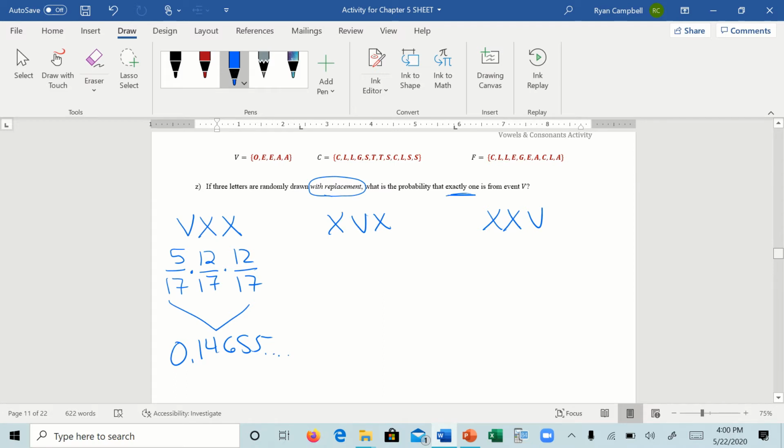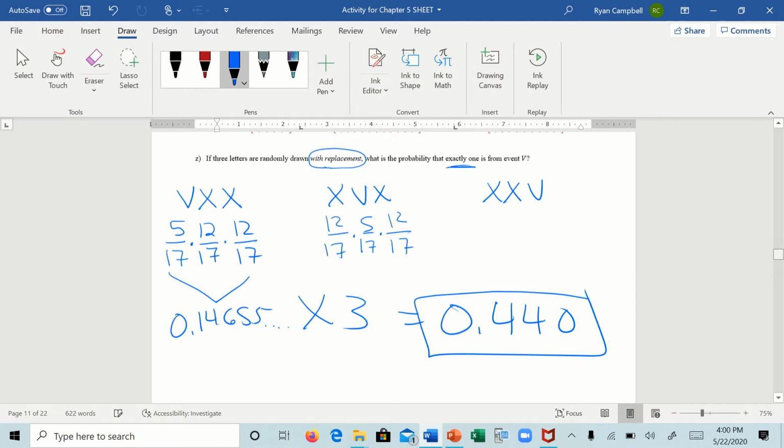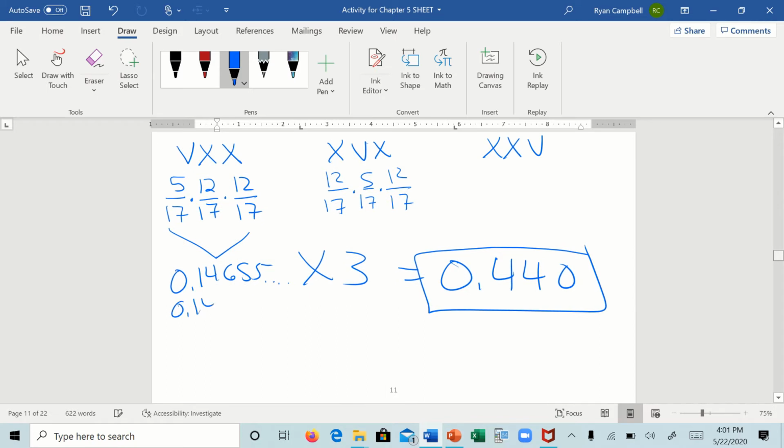We can see again, for the second one, if it's not in V, that's 12 over 17. If it is in V, it's 5 over 17. And if it's not in V, 12 over 17. And this is the exact same answer, right? This one is also going to be the same answer. So really, since we're adding these 3 numbers together and they're all the same thing, since there's 3 cases, we can just multiply this number by 3 in our calculator. So our final answer is 0.440. The other way you could have done it, you could have just added these together by itself 3 times. You would end up with the same answer.